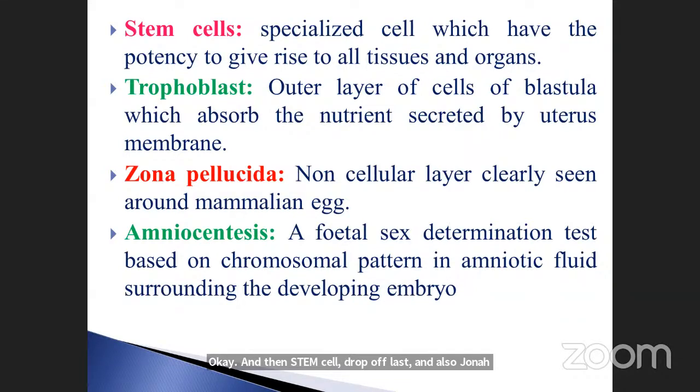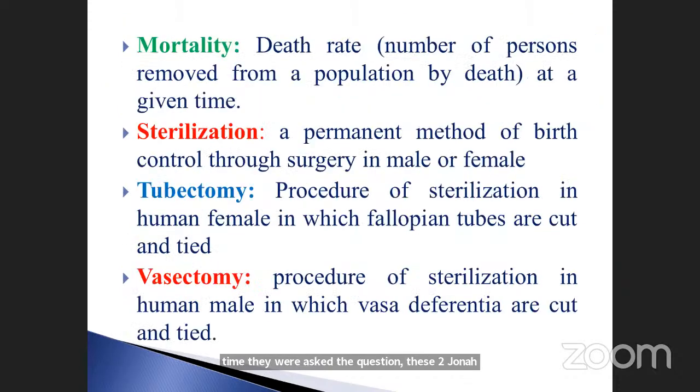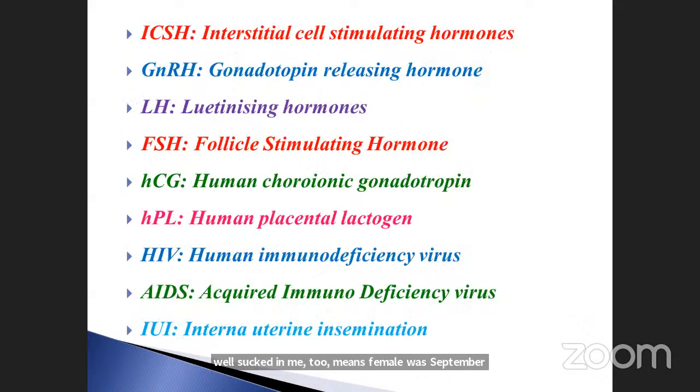Note it down, Ajay. This is very, very important: amniocentesis. Many times they ask questions on this. These two, and zona pellucida is also there. And then tubectomy and vasectomy. Tubectomy means female, vasectomy means male. That is also very, very important. And these are technical terms. Technical terms are used in the mnemonics aspect, and they ask questions in this category.